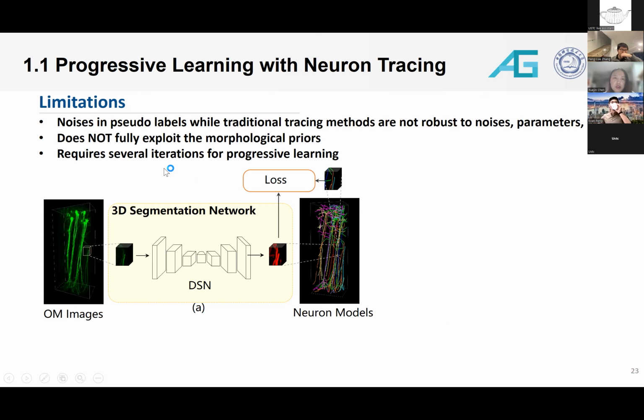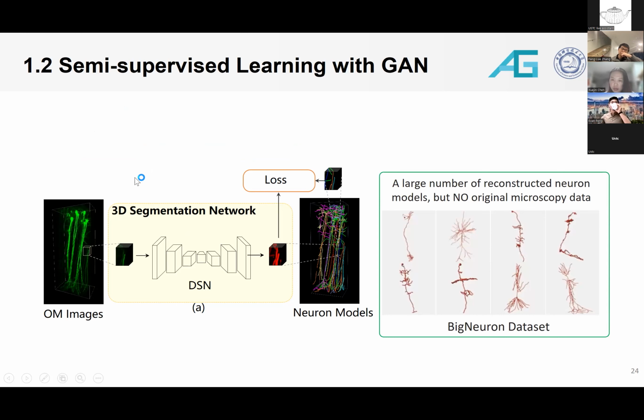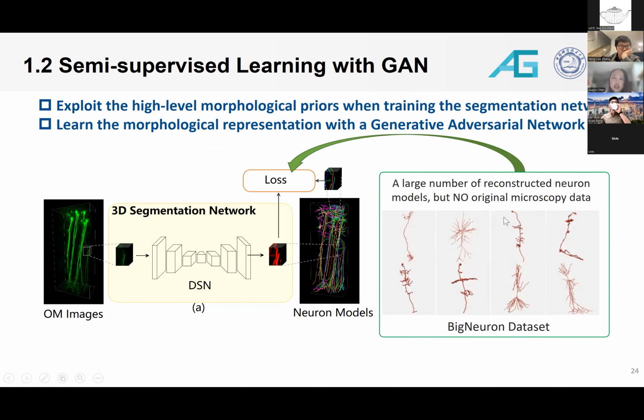So we want to remove the noises in pseudolabels with higher-level structure priors. We found that there are a large number of reconstructed neurons in the public dataset, but there is no original microscope data. So we cannot use this for pairwise training, but these reconstructed neural models provide us the high-level morphological priors. How to represent these priors? We propose to encode the morphological priors with a GAN framework.